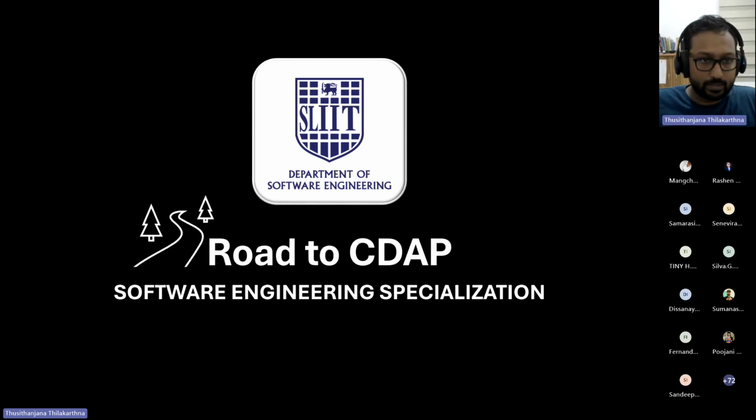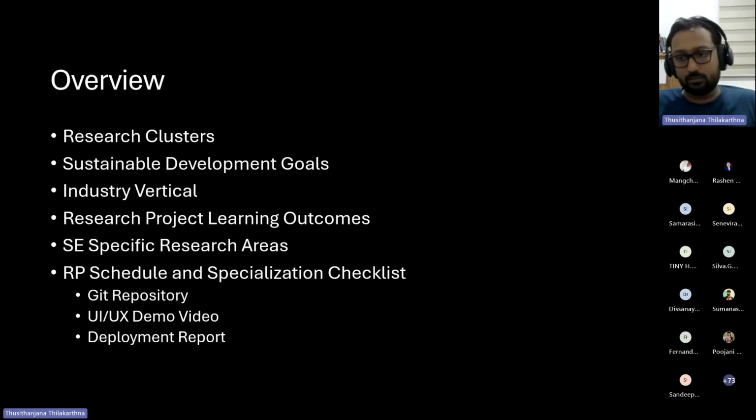In this presentation, I'm hoping to talk a little bit about the first few points in this one: research clusters, sustainable development goals, industry vertical, research project learning outcomes. Then we'll move on to specific research areas and RP specialization related checklist. So that is the main thing that we are going to talk about today because that is important for all the SE specialization students.